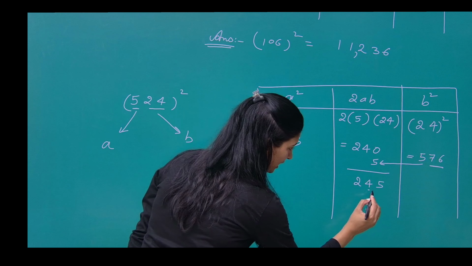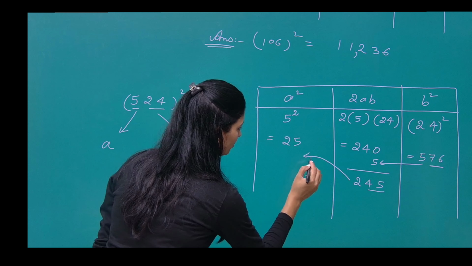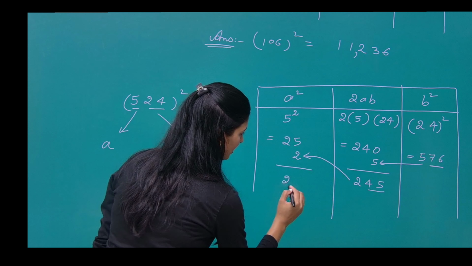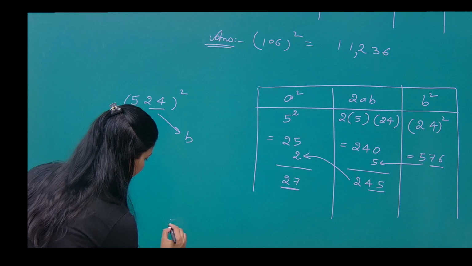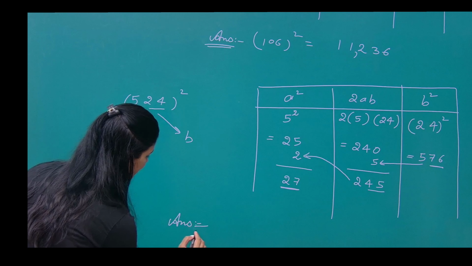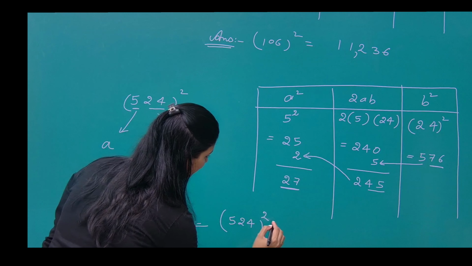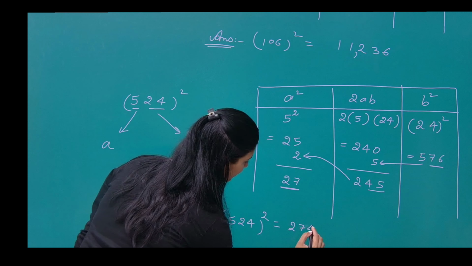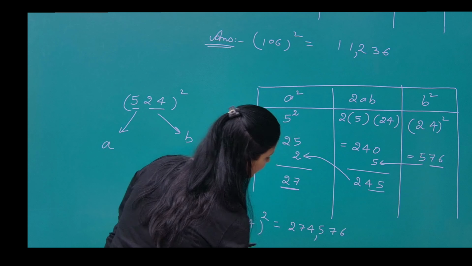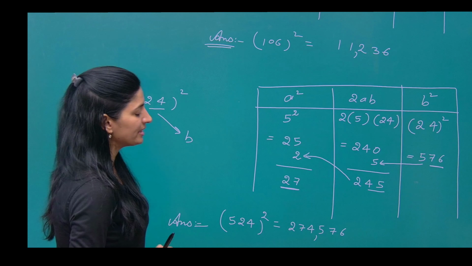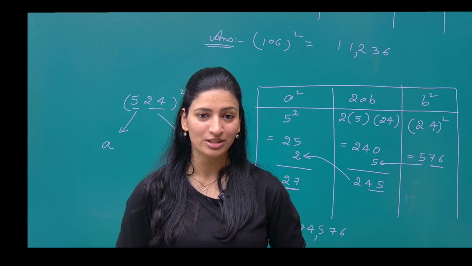Again, we are allowed to keep 2 digits here, so we can keep 45, but we have to pass on this 2 to the next column, and this becomes 27. And in the last column, we can keep all the digits, right? So our final answer is, square of 524 is 274,576.